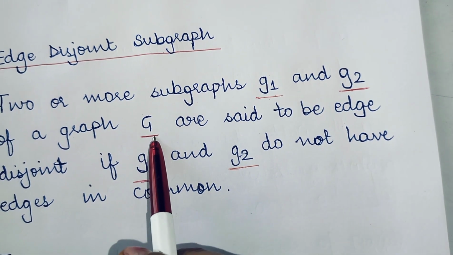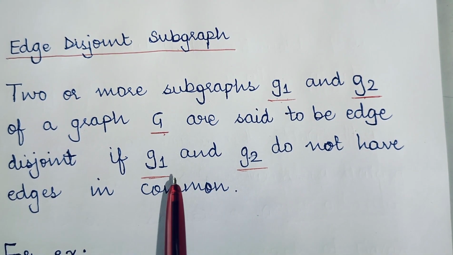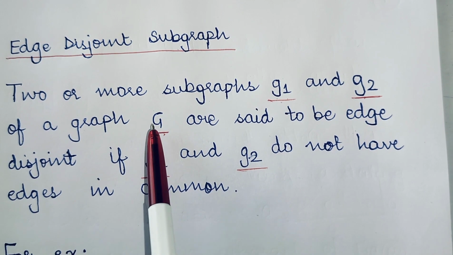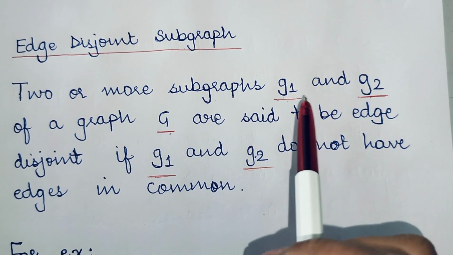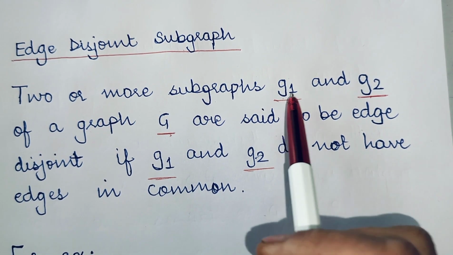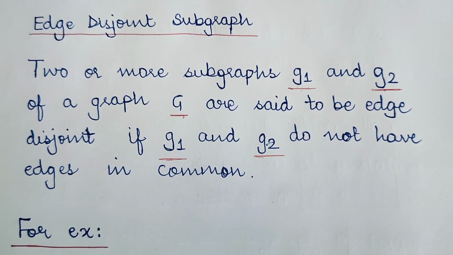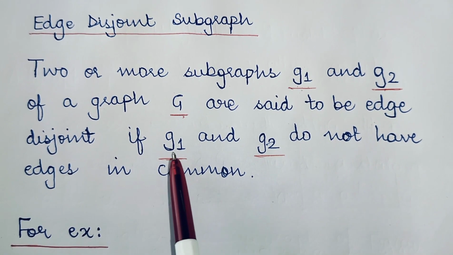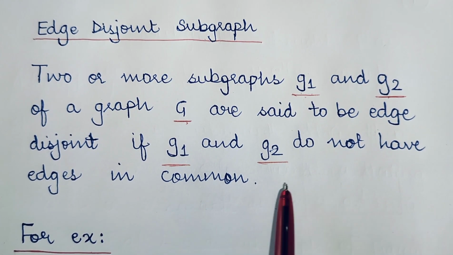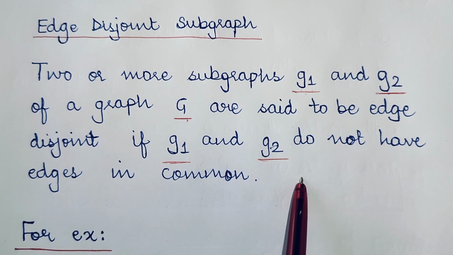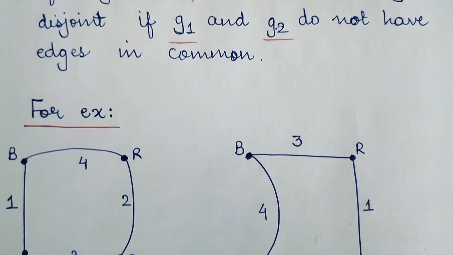There is a graph capital G. It has two or more than two subgraphs. So here we are considering two subgraphs. The graph capital G has two subgraphs G1 and G2. Now these subgraphs G1 and G2 do not have any edge in common. They do not have even a single edge in common. So in that case, these two subgraphs G1 and G2 of the graph capital G are said to be edge disjoint subgraphs. We'll understand this with an example.